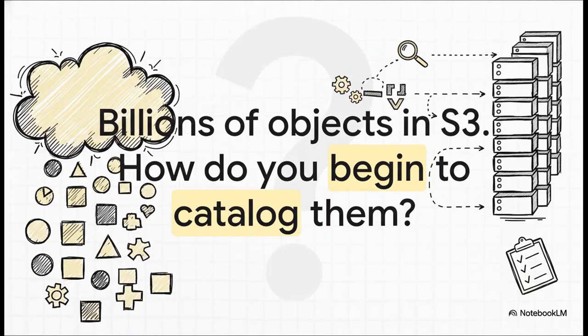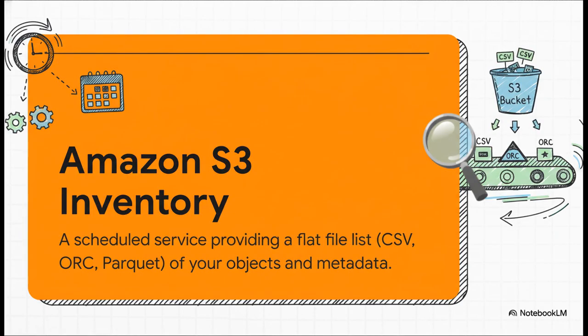Right? This is the kind of thing that probably keeps a lot of cloud admins up at night. I mean, when you're dealing with storage at that kind of scale, just trying to list your objects isn't just slow, it's pretty much impossible. You need a much better way to get a complete, auditable record of every single thing you have. So, what's the answer? And here it is.